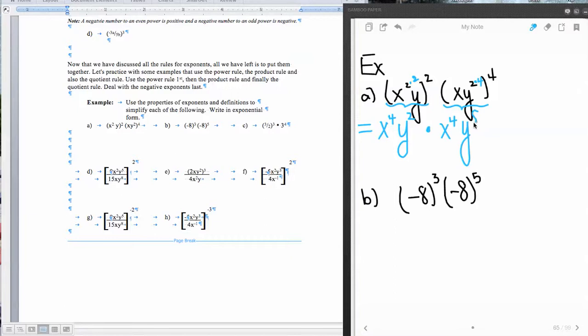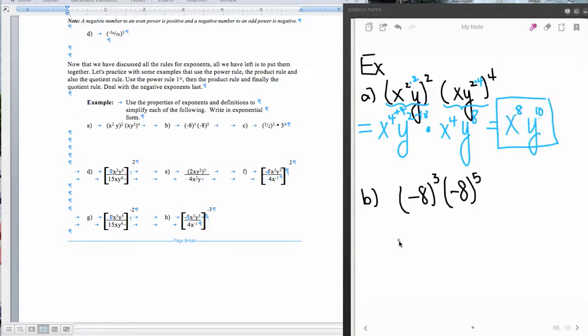And now what we see is a product rule. So we're going to copy the like base x, and we're going to add 4 and 4 in order to get the exponent on the x's. So x to the 8th. And then for y, we're going to add 2 plus 8 in order to get its exponent, 10. So we have x to the 8th and y to the 10th. And that will be our final answer on this particular problem. And then we're off to the next one.